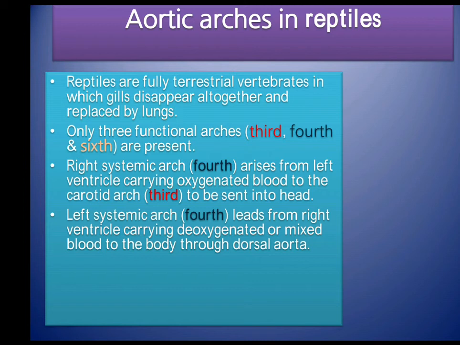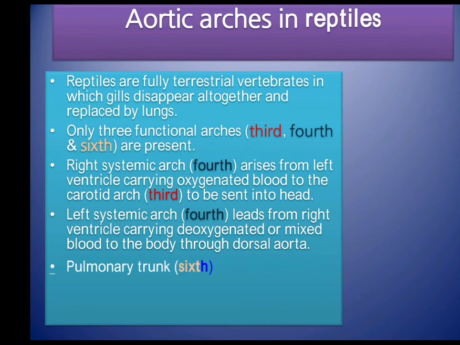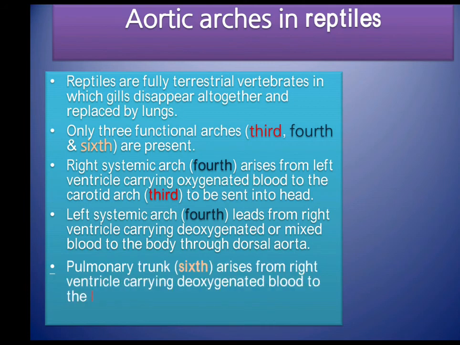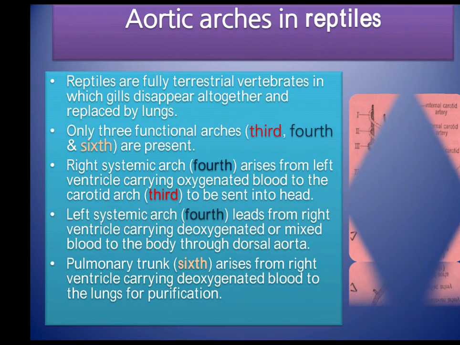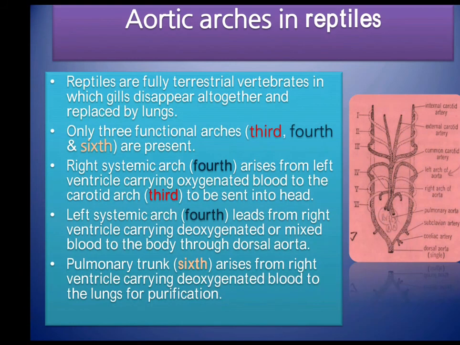They are joined together. So, if we take that particular case, so number 3 point and the 4 point will be clear. And if I take the sixth arch, it is the pulmonary trunk that is arising from the right ventricle, carrying the deoxygenated blood to the lungs for purification. So students, if I take this particular diagram, here you can very well see that.